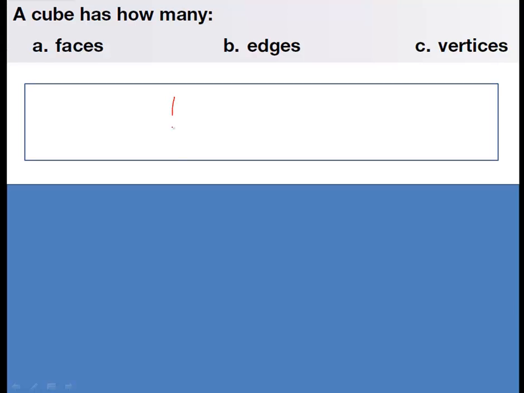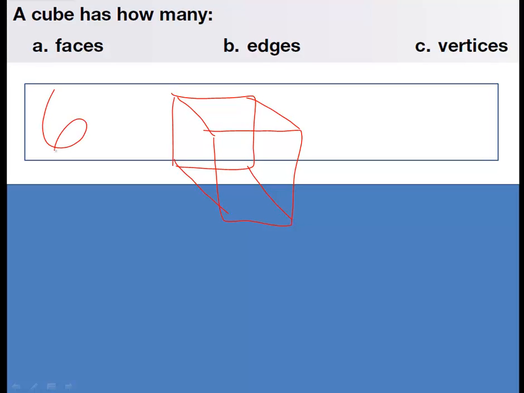All right, now you got your answer. Let me show you what I would do. I'd go ahead and I'd draw one. I just draw 2 boxes, and then I just kind of connect the corners like this. That gives me my box. Okay, so I've got a cube. Now I know that a cube has 6 numbers on it, so I know that my faces are going to be 6.